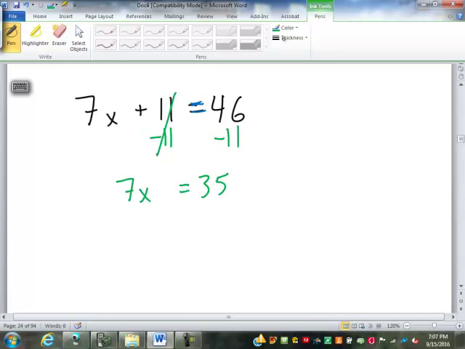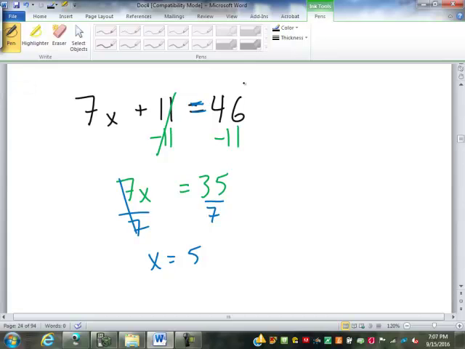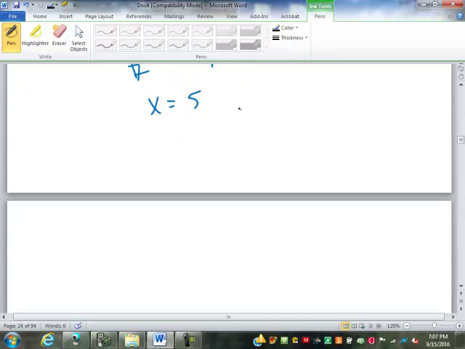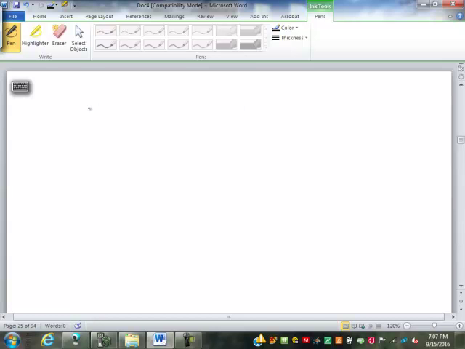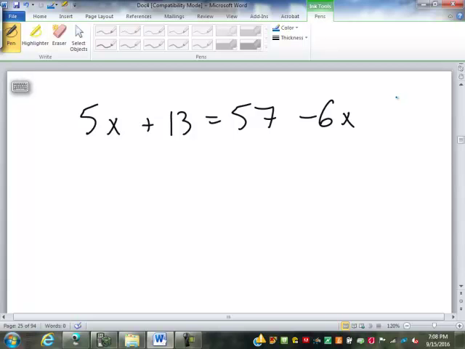So 7x equals 35. And then divide by 7. X equals 5. Now, as you've learned, I don't leave things like that. So we might have something like this. What would I do with that? Perfect. The variable appears twice, but it's once on each side, so I have to get rid of 1.